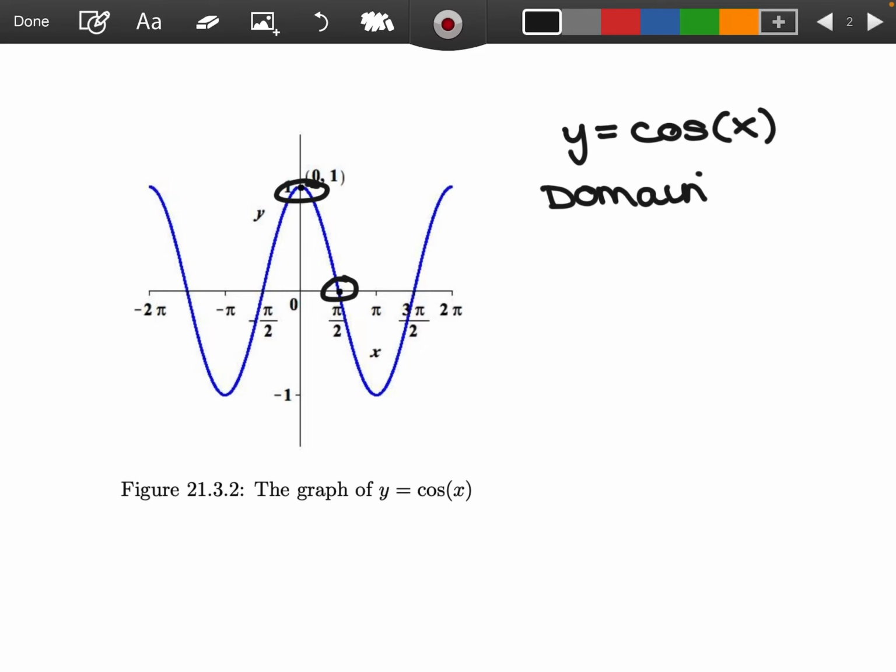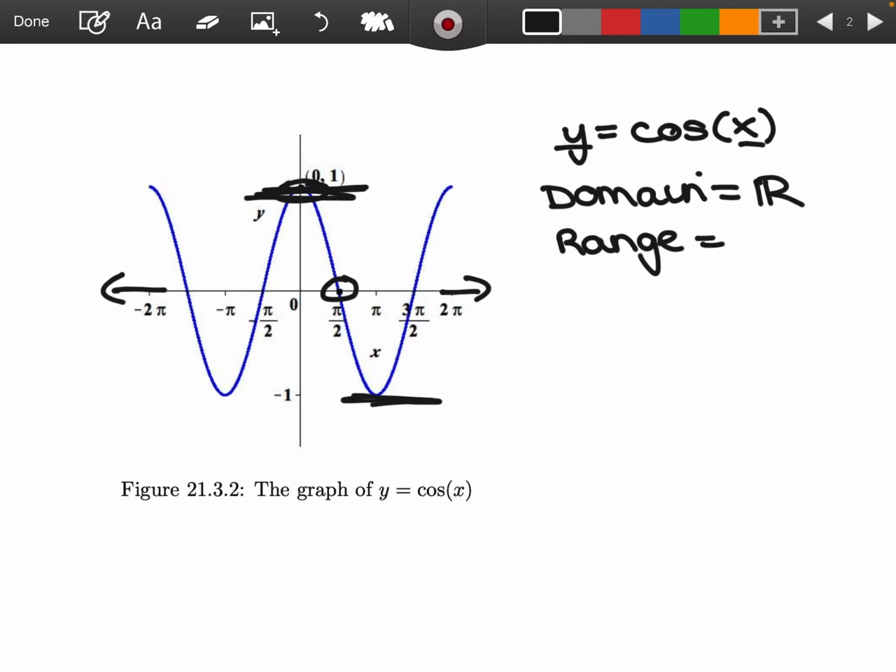Let's look at some of the properties. So first let's look at the domain. Same as with the sine function, I can carry on with this graph in both directions. Okay, I can plug in any x value and get out a y value here. I can plug in any angle into cosine and get an output. So my domain is still all real numbers. My range, well, the largest value that I get here is 1. The smallest value that I get is -1. So my range is -1 to 1.